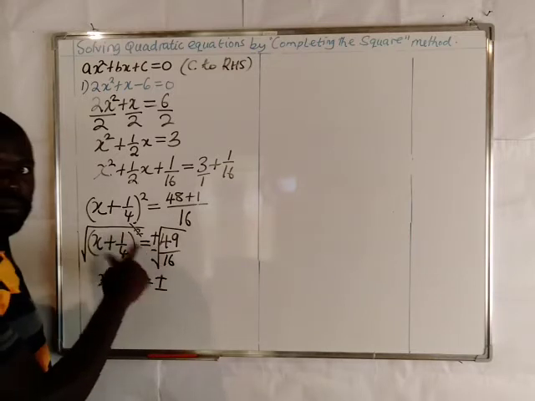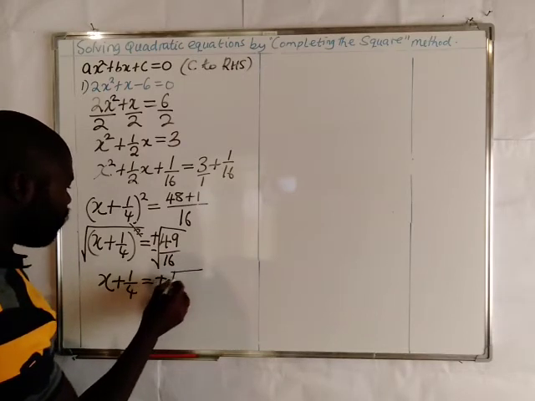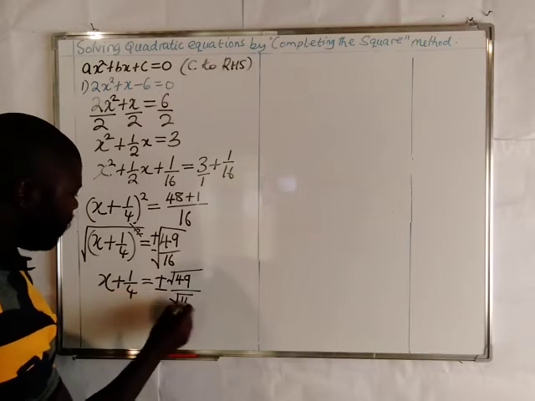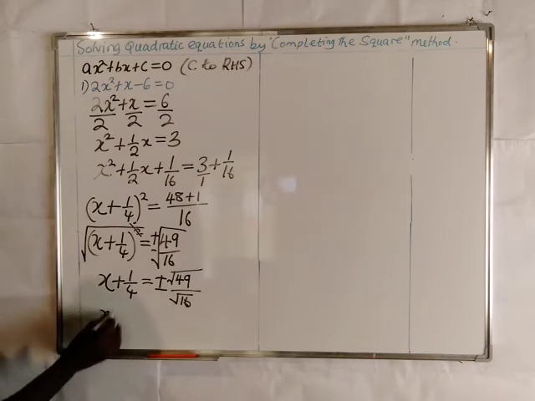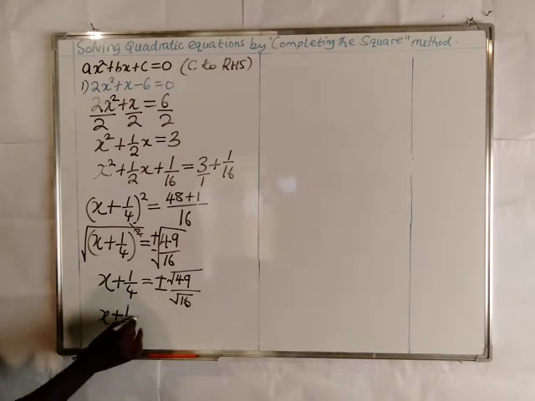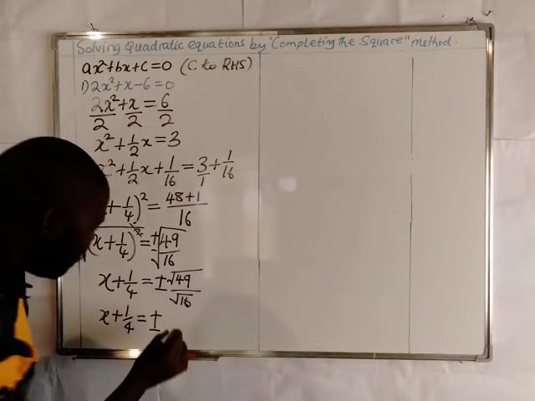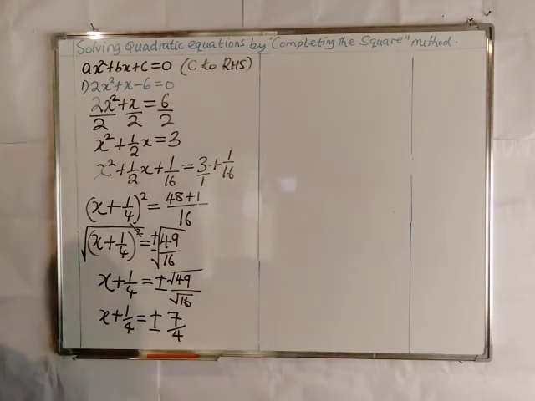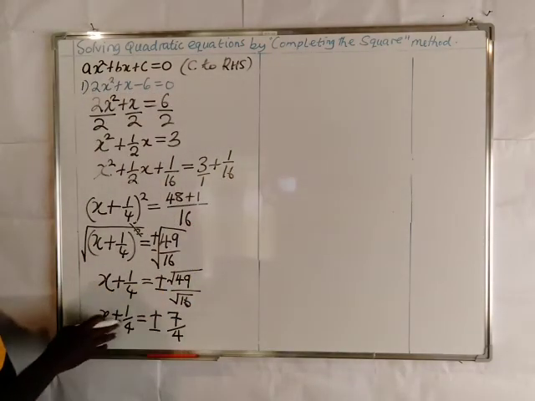Now the square root is for both the numerator and the denominator. So we distribute it, we shall say the square root of 49 over the square root of 16. So this will give us x plus 1 over 4 is equal to plus or minus. The square root of 49 is 7, and the square root of 16 is 4.